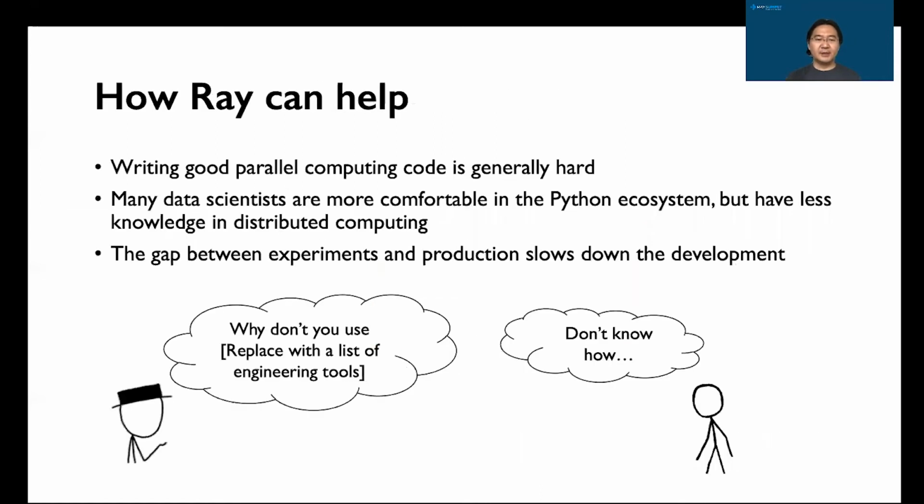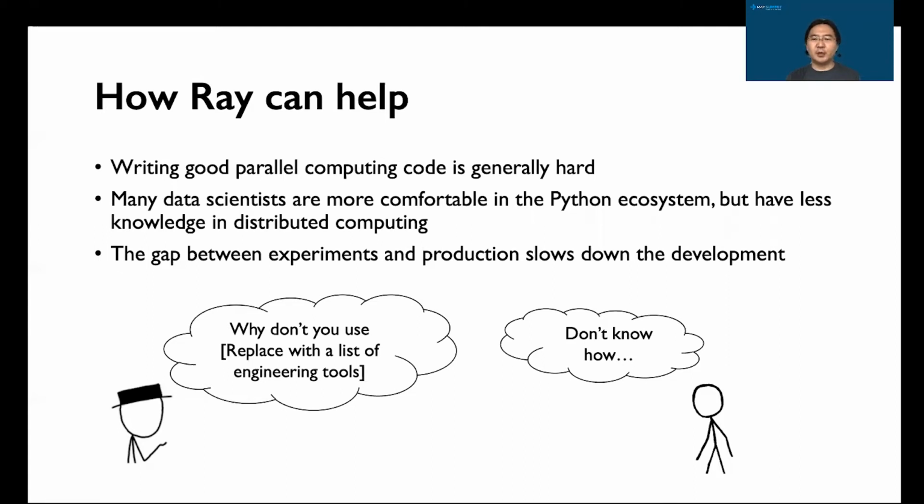So how can Ray help here? This suddenly becomes a little bit more complicated. And the problem is, let's just be honest, writing really good parallel computing code is still generally hard for a lot of data scientists. If the data scientist has more of a computer science or engineering background, they're relatively okay. They understand scaling, they understand these computing principles, and they can do a better job with different engineering tools.